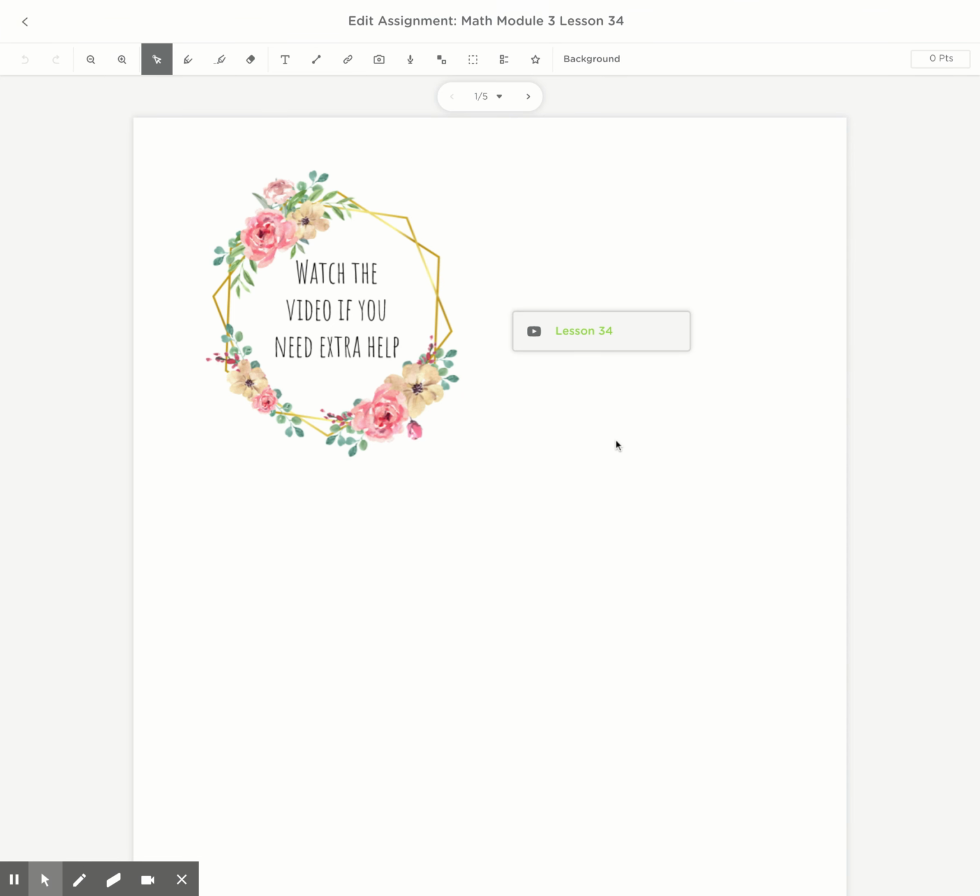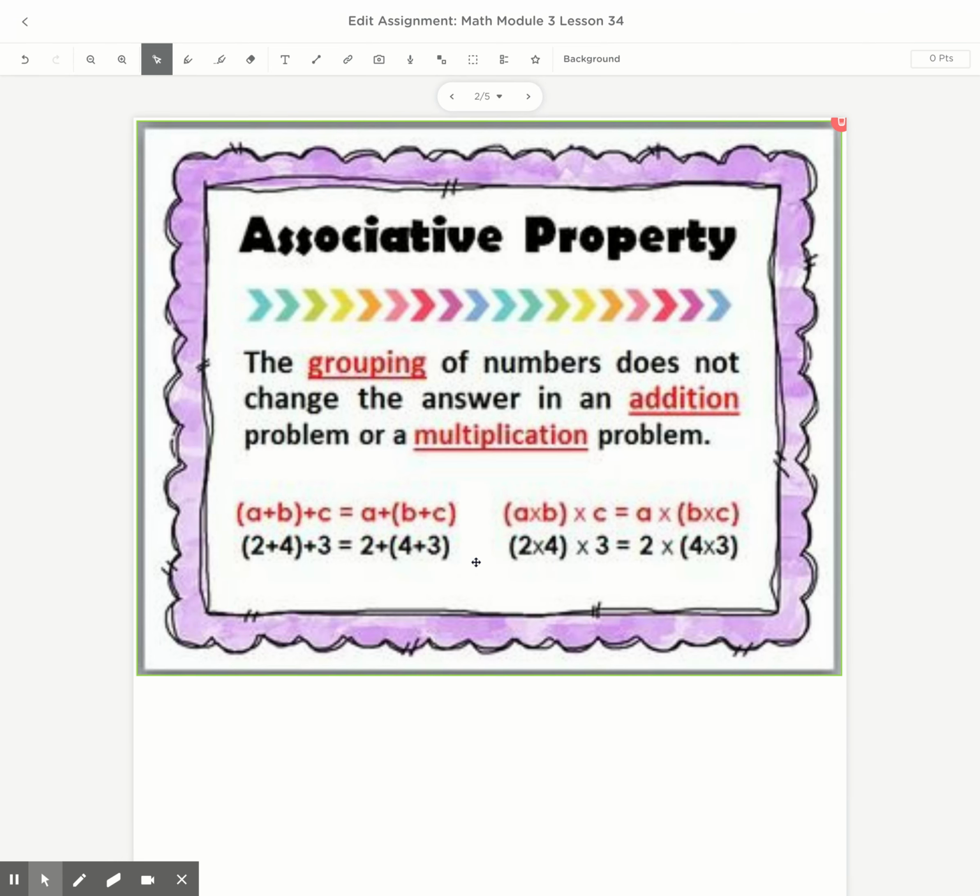So as always, on the first slide, you guys have this extra video to watch if you need extra help. If you move on to slide 2, you will notice that I added this little anchor chart in here for you, explaining what the associative property is.